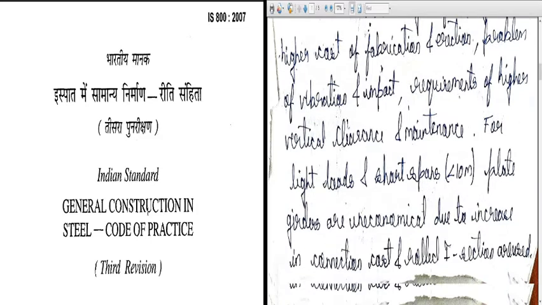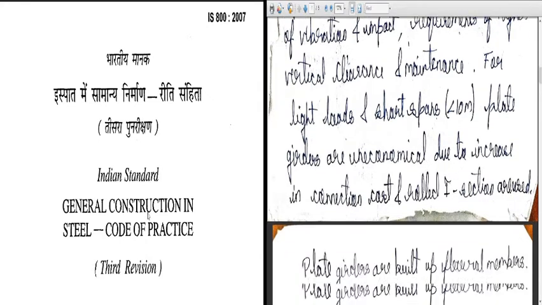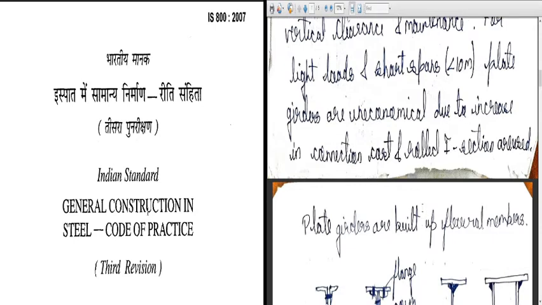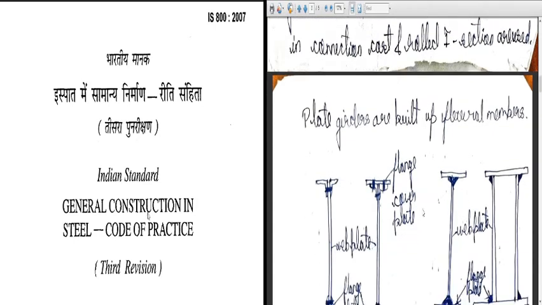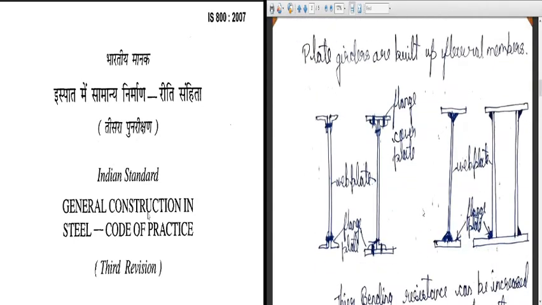For light loads and short spans, less than 10 meters, plate girders are uneconomical due to the increase in connection cost, and rolled I sections are used. Plate girders are built-up flexural members. Now let us see the cross section of the plate girder.